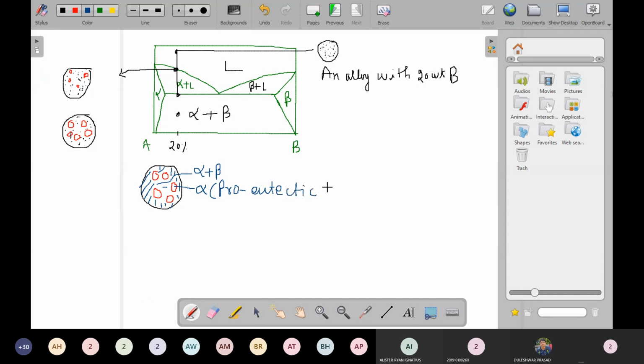Why pro-eutectic alpha? Because this alpha is present initially in the region. This alpha, shown by red color, is pro-eutectic alpha that was present over here. When you cool it, this alpha will remain as such. It is not going to transform, but whatever liquid is present, because liquid is not stable below this point, will convert into alpha plus beta.